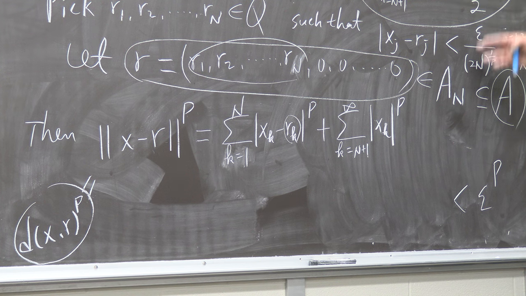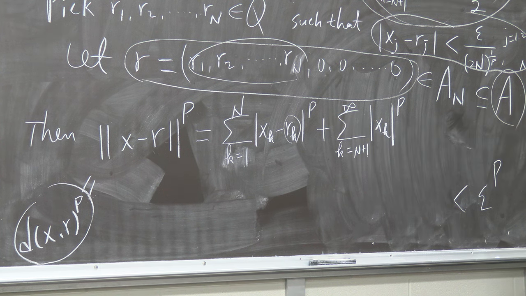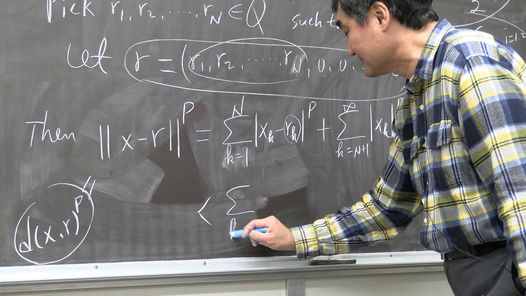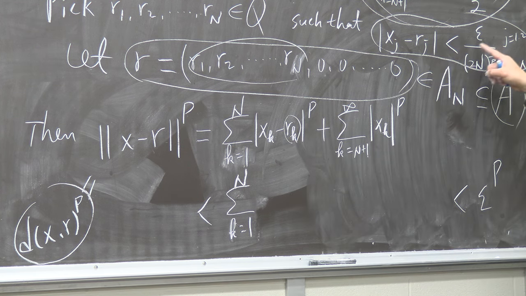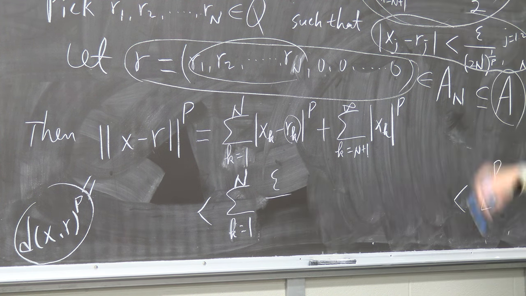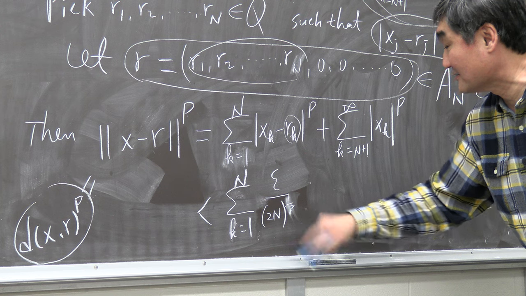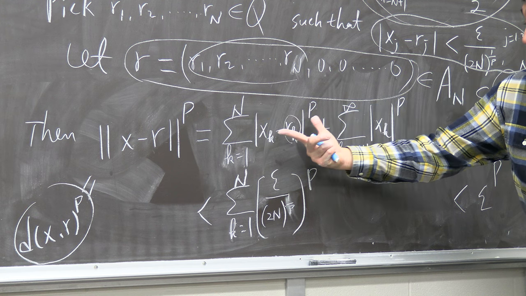Then let's apply the previous inequalities we set up. Let's apply the first inequality to the first summation there, and the second inequality to the second sum, and then combine them together. Then I believe we will have what we desired. You can easily check it out, right? That's less than the sum of, the difference between the terms is less than epsilon divided by p-th root of twice n to the power p. That happens for all j from 1 to capital N.